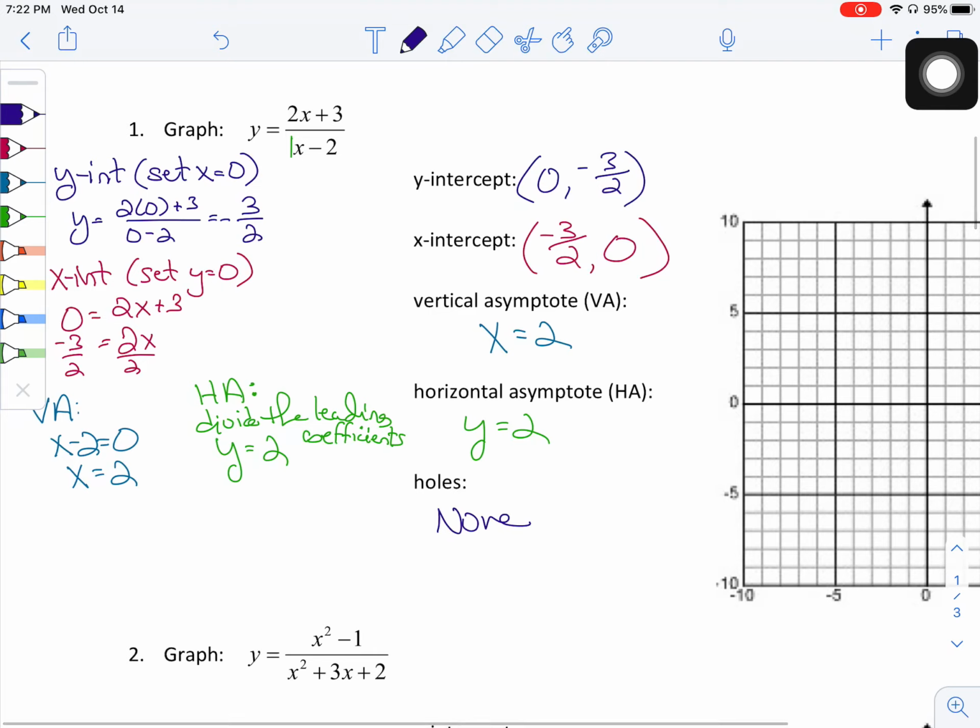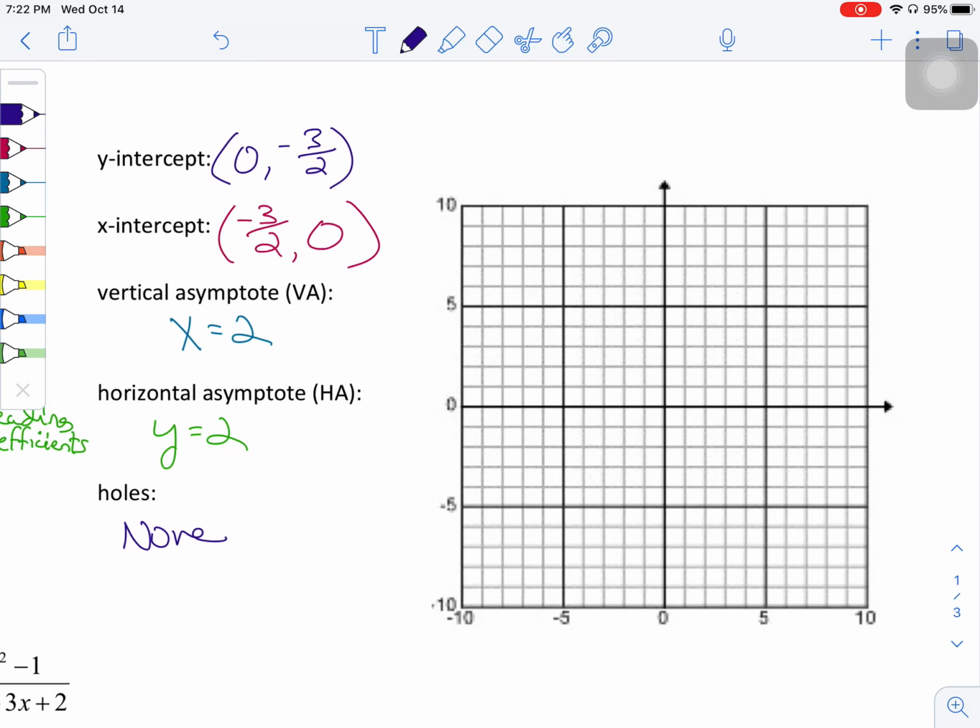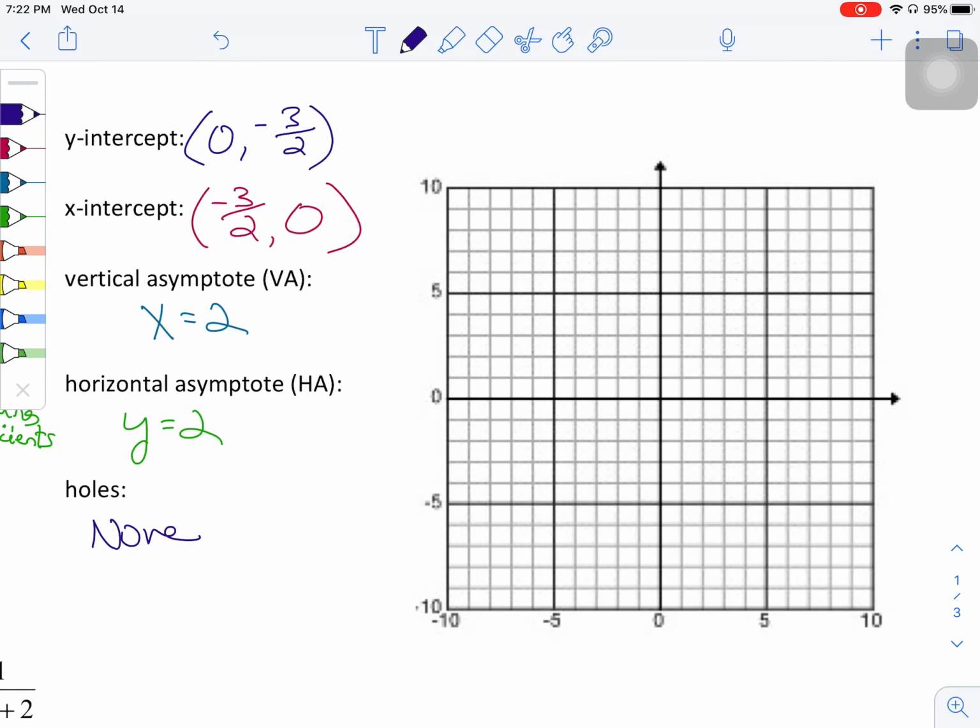And there is a 7th step where we might have to find what's called an extra point. But in order to do that, we need to actually graph what we've got so far. All right, so I'm going to zoom in on the graph this time and start graphing this thing.